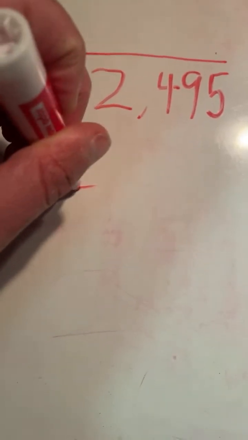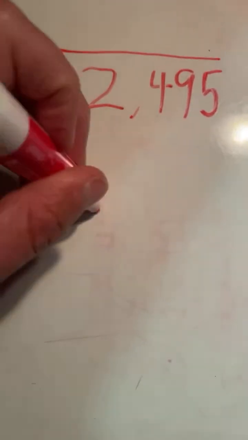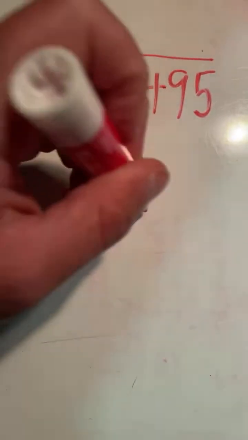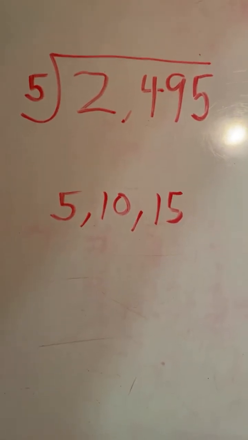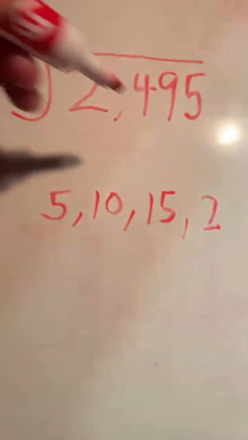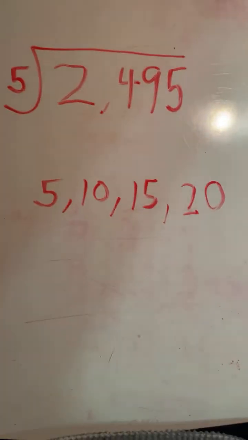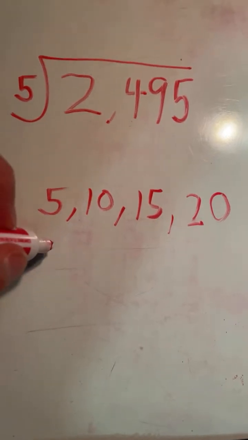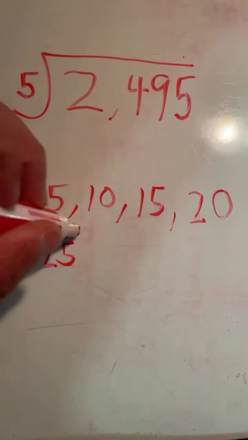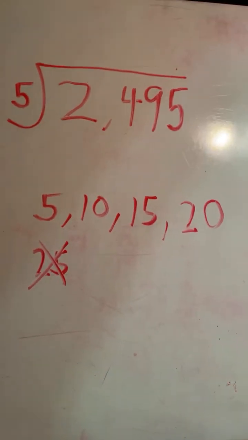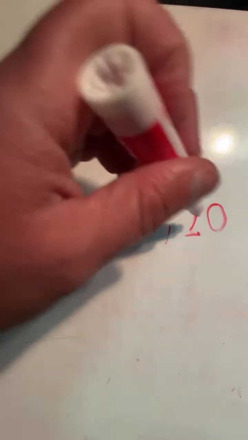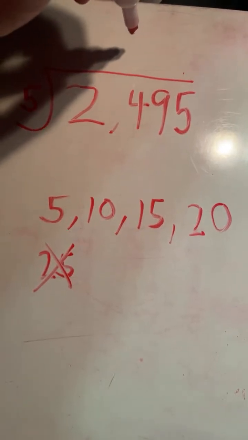So counting by 5s now. 5, that's 1 group of 5. 10, 2 groups of 5. 15, 3 groups of 5. We're going to try to see as many groups as we can get within 24. 20, we're at 4 groups of 5. Now, if I count by 5 again, I'll be at 25, and that will be too far. 25 is past 24. But I was able to get 4 full groups of 5 within 24.